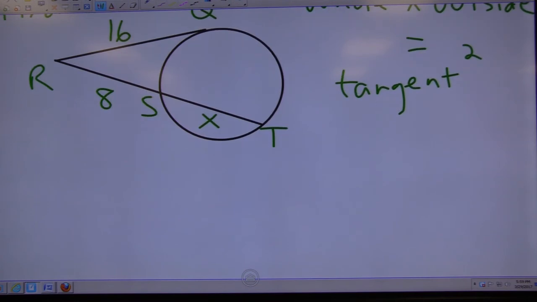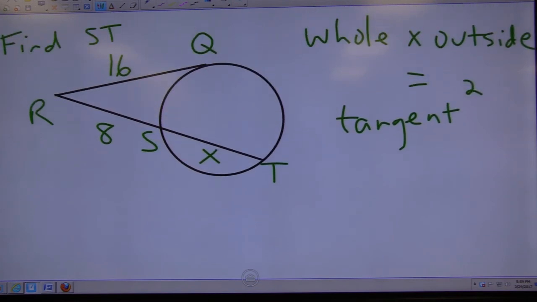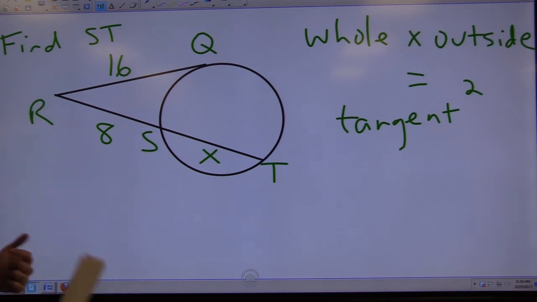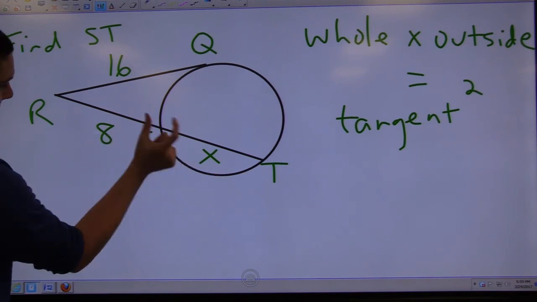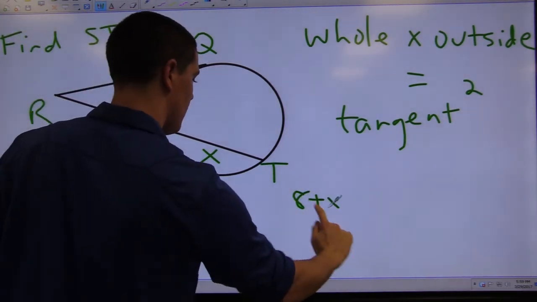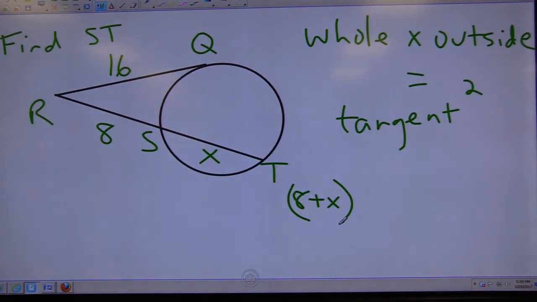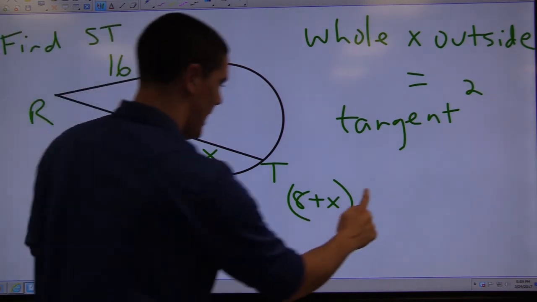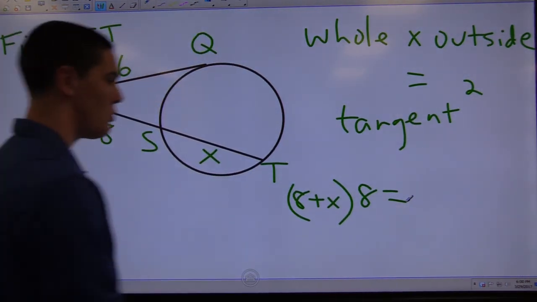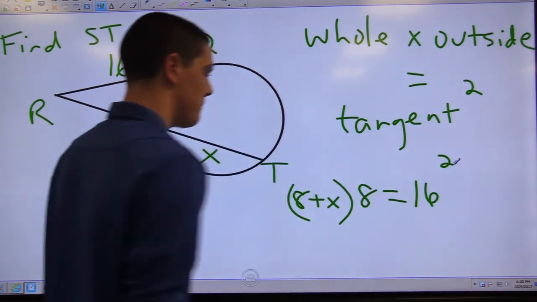All right, so let's go ahead and start plugging stuff in. With our secant segment, what is the whole thing? Well, remember, I said this is a common mistake that people make. X is not the entire thing. 8 is not the entire thing. The entire thing is 8 plus x. That's the whole secant segment. Now the outside part should be pretty easy. The outside part is going to be 8. So 8 plus x times 8, and that's going to equal the tangent squared, and the tangent is 16, squared.